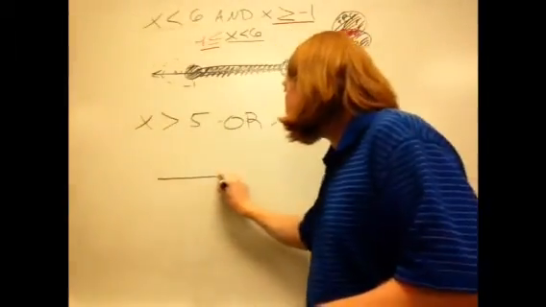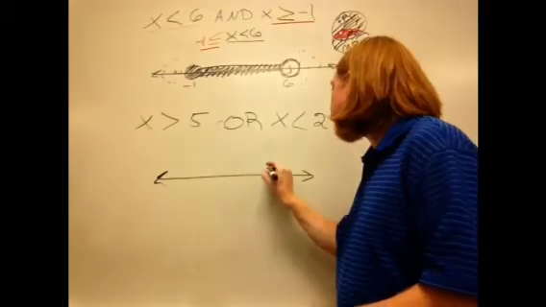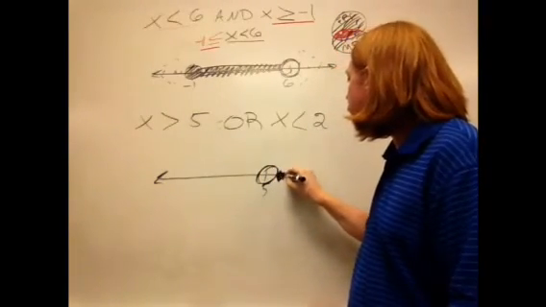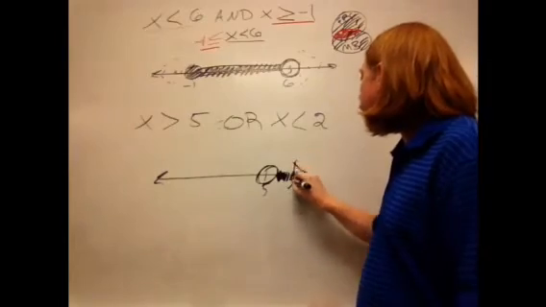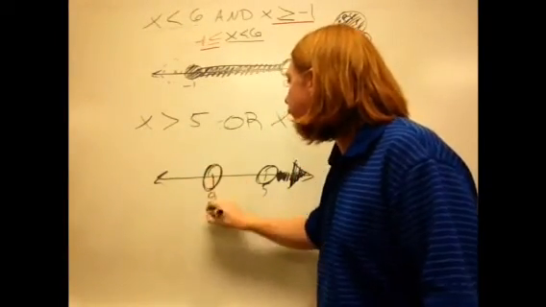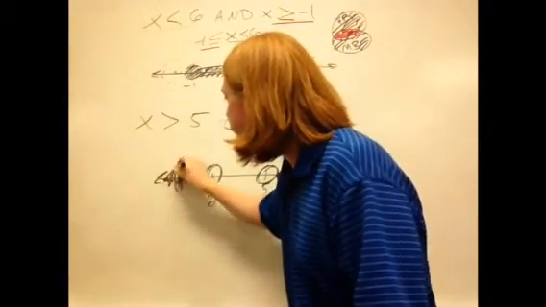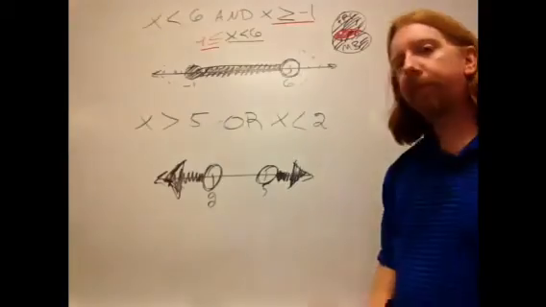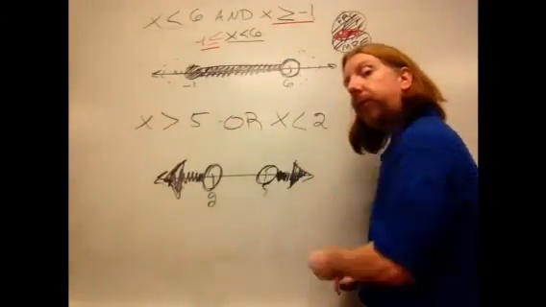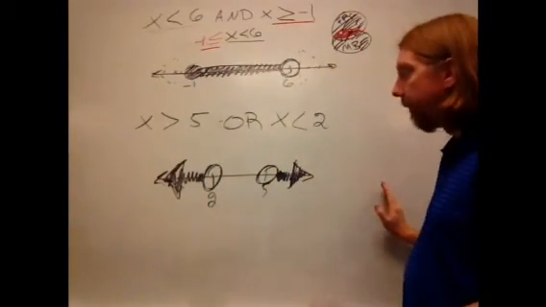So, when I go to graph this, x is greater than 5. Well, here's 5, strictly greater than, so it's an open circle, and I'm going off this way. Here's my 2, strictly less than, so it's open circle, and I'm going off this way. And there you go. This would be the graph to go with this. All of that makes it true.